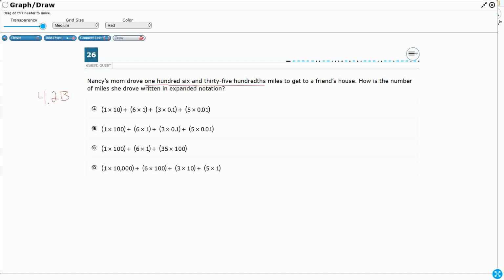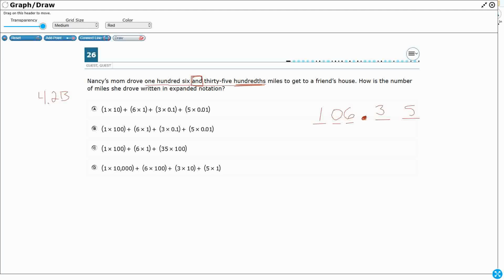So first, let's notice what this is. "And" is going to be my decimal point. So I'm going to transfer this into standard form first, then we'll go into expanded notation. So "and" is my decimal point. So 106. We don't say "and" in 106, because that "and" means decimal. So we need to be able to write 106. There's my 106. Now, 35 hundredths, that last number tells me how far I'm going. Tenths, hundredths, so I'm going to do 35. All right, so that's what it looks like in standard form, 106.35.